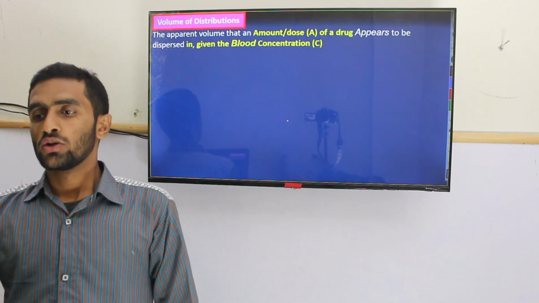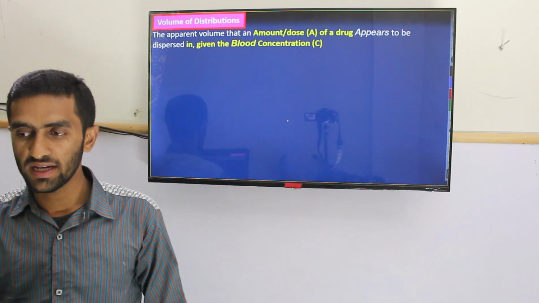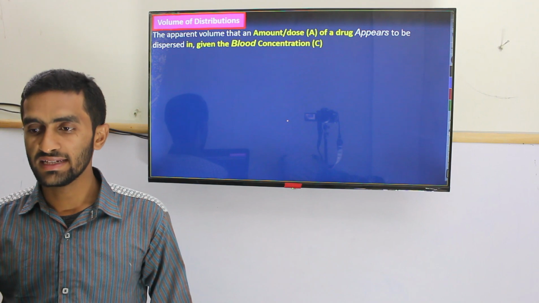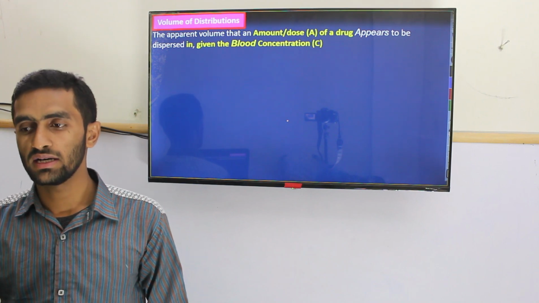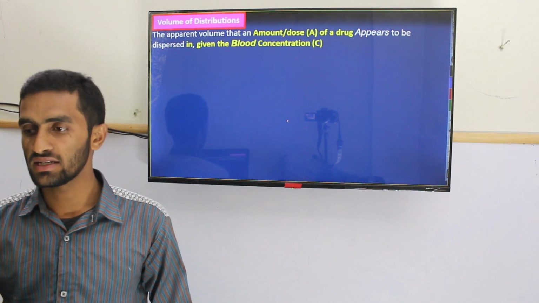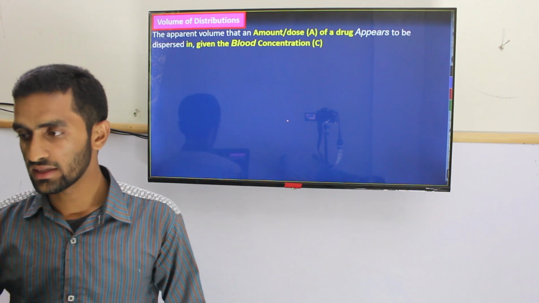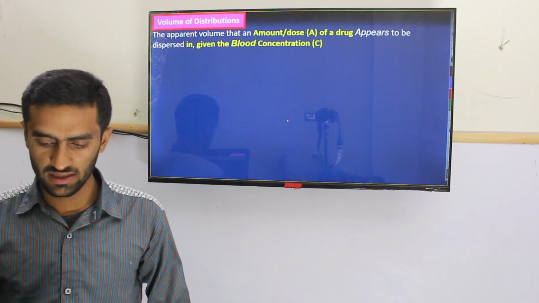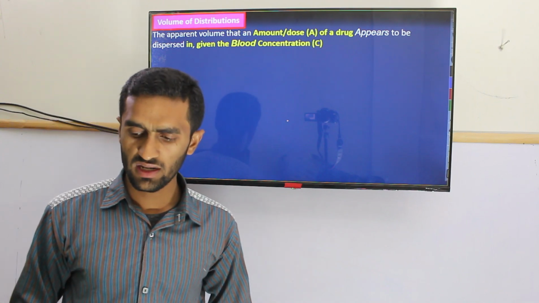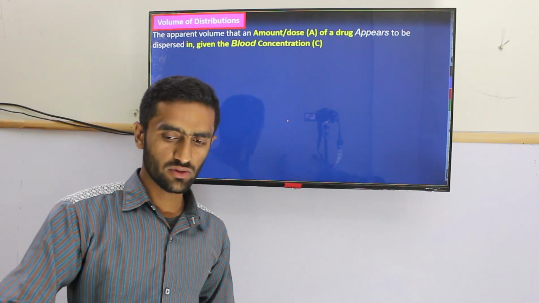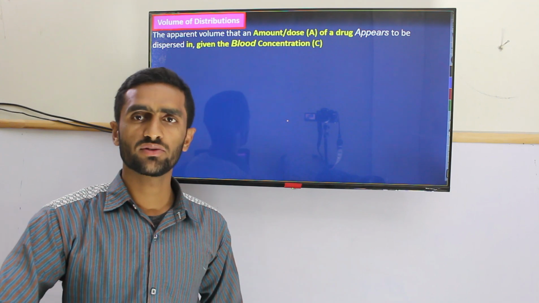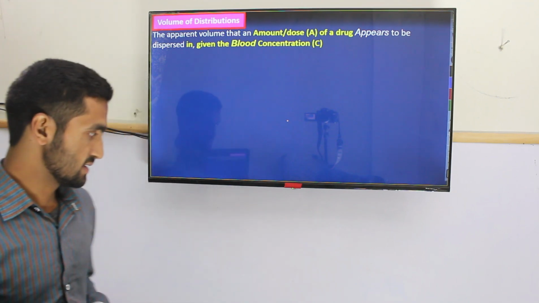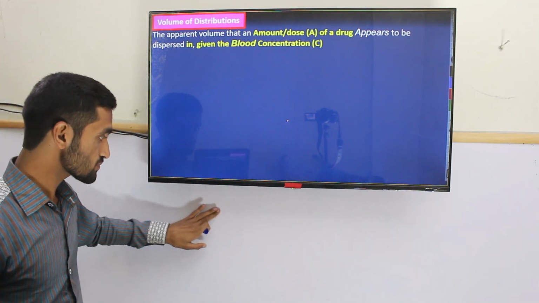Now, the next step is volume of distribution. It's actually an apparent volume, not an actual volume. It's the amount of drug that appears to be dispersed for a given blood concentration. It's confusing, and a lot of students are confused. I'm just going to ask you a simple question, and if you answer me, you will get this concept.